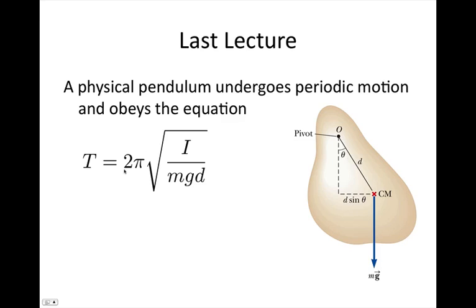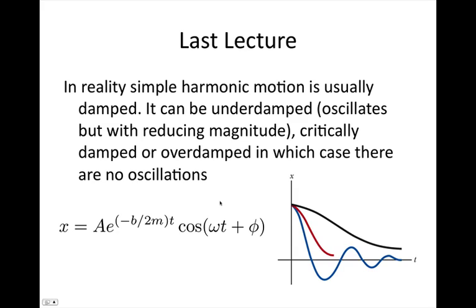The period is equal to 2 pi times the square root of I over mgd, where I is the moment of inertia about the pivot point, d is the distance between the pivot point and the centre of mass, and m is the mass of the body. Last lecture we said that in reality simple harmonic motion is usually damped. The damping comes about typically because of forces such as friction and air resistance.